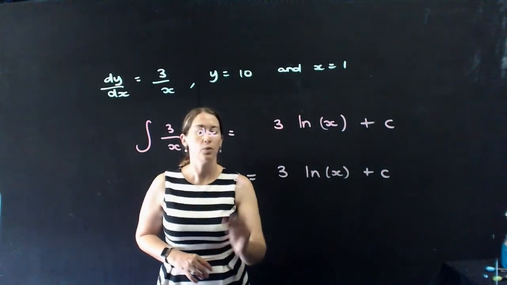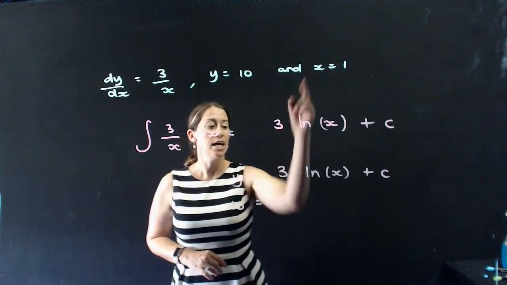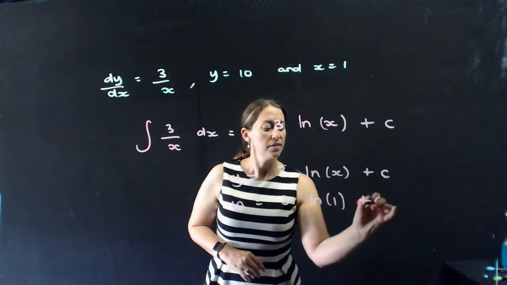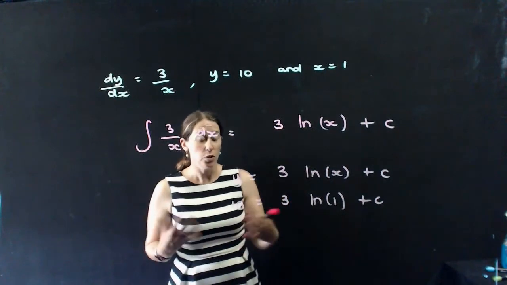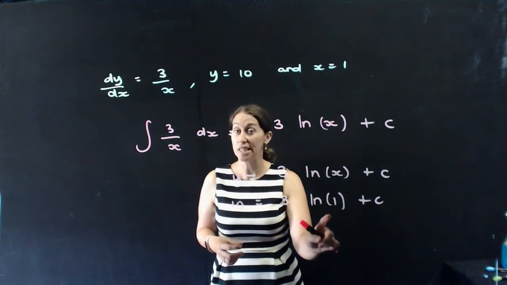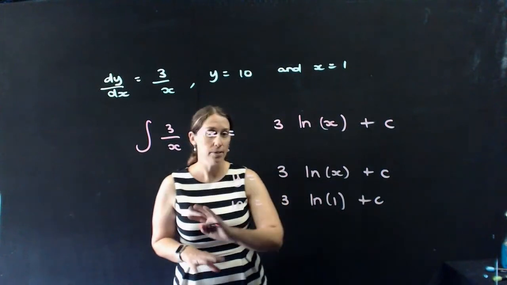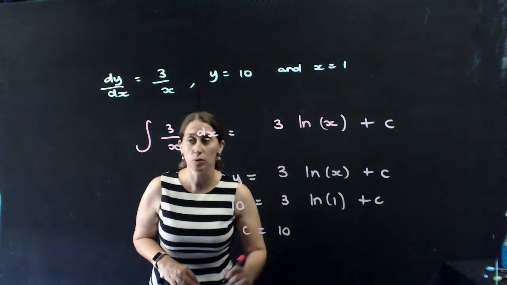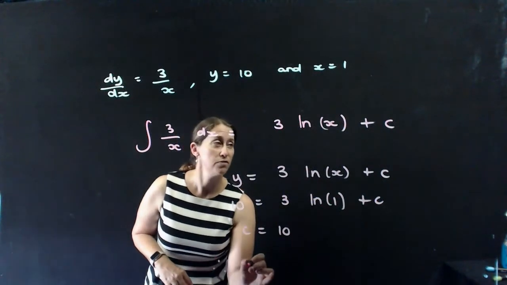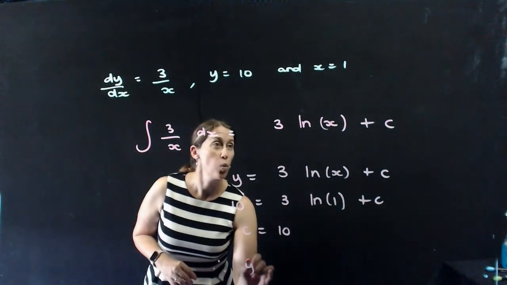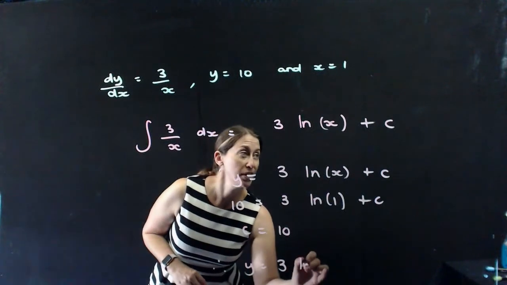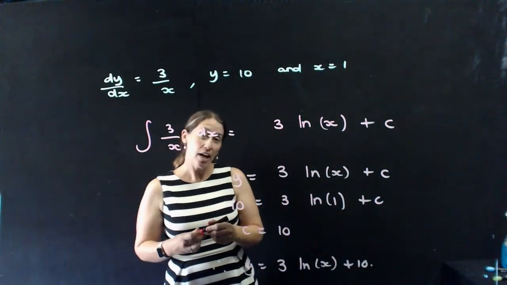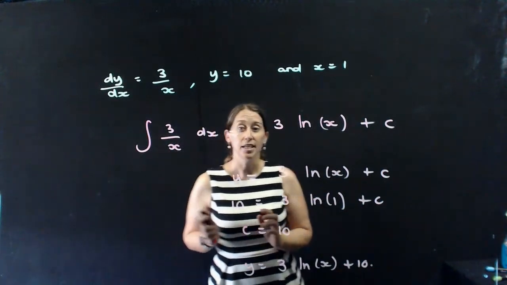Substitute in the values that we know. Well, y is 10 and x is 1. So 3 multiplied by the natural log of 1 plus c. Now, the natural log of 1, if you know your functions, this is actually 0. 0 times 3 is 0 plus c, which means c has to equal 10. So we finish that off saying that our curve is y equals 3 multiplied by the natural log of x plus 10. And that's pretty much how you find the constant c of an indefinite integral.